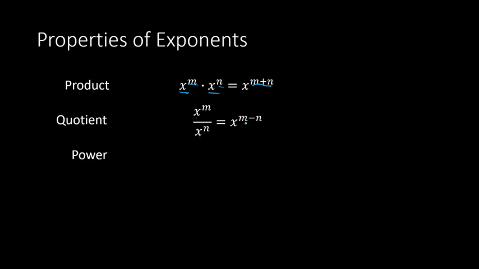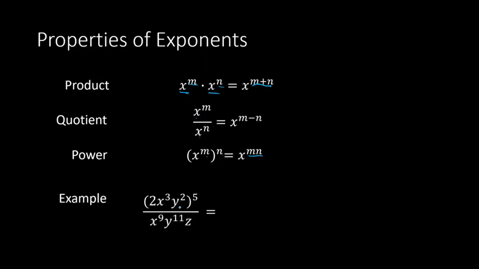And then we have a power property, which says if we have a power to a power, so x to the m power raised to the n power, you'd have to multiply the exponents, m times n. So what this would look like with an actual example, here we have this expression, and we're trying to simplify.